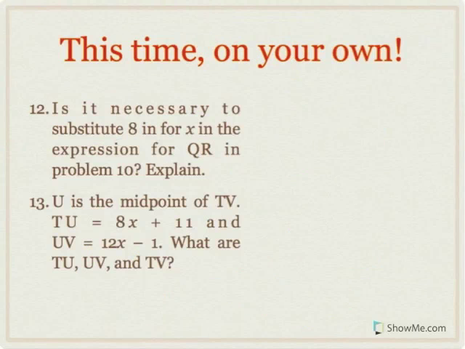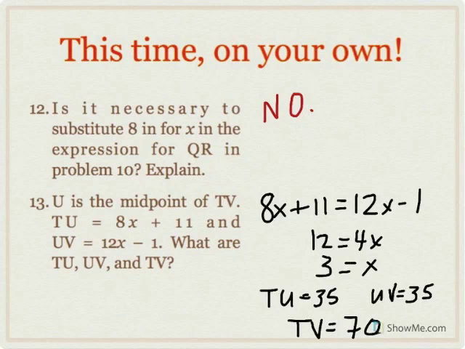Now it's your turn to work out a couple of problems. Press pause. When you think you have your answer, press play and check to make sure you are correct. So you have your answer. Number 12, the answer there is no. Because we know that point Q is the bisector of segment PR, we know that QR is going to be the same length as PQ. For number 13, how did you do?